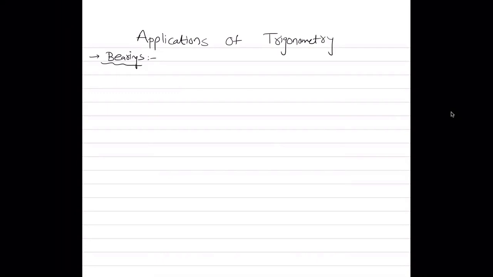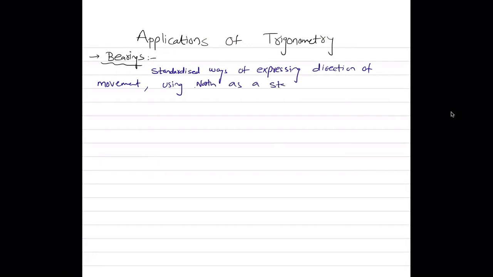So I'm going to write what I just said. These are just standardized ways of expressing direction of movement using north as a starting point and measuring in a clockwise direction.